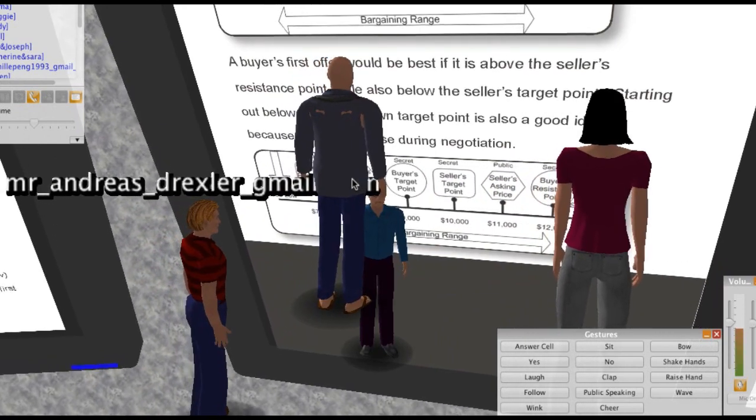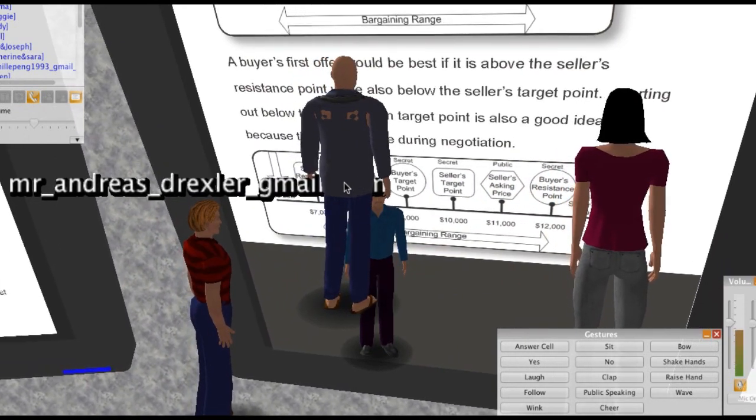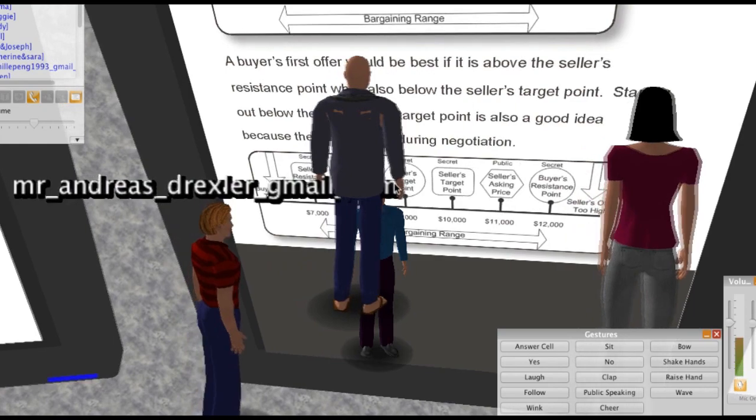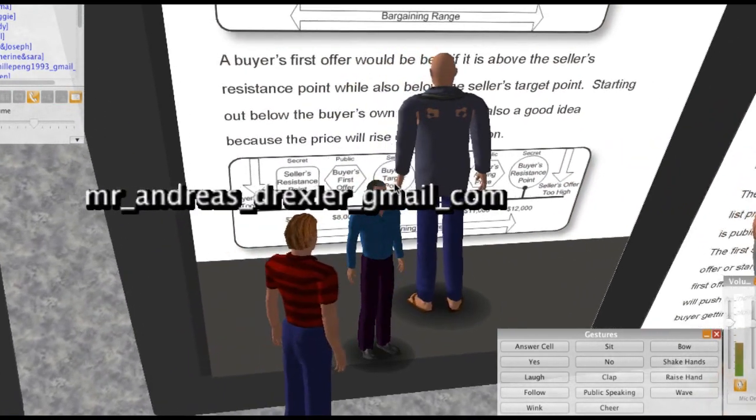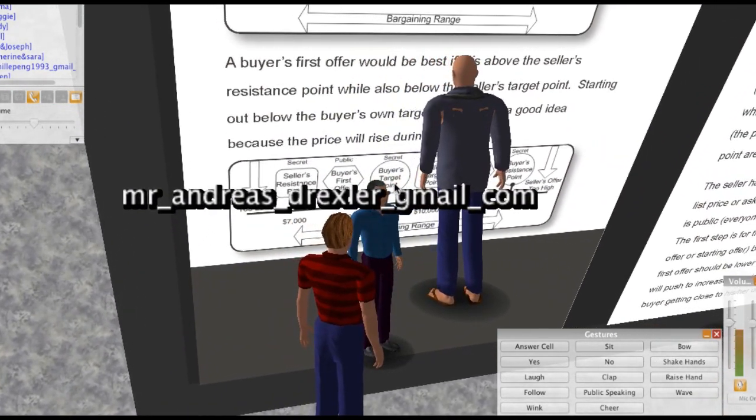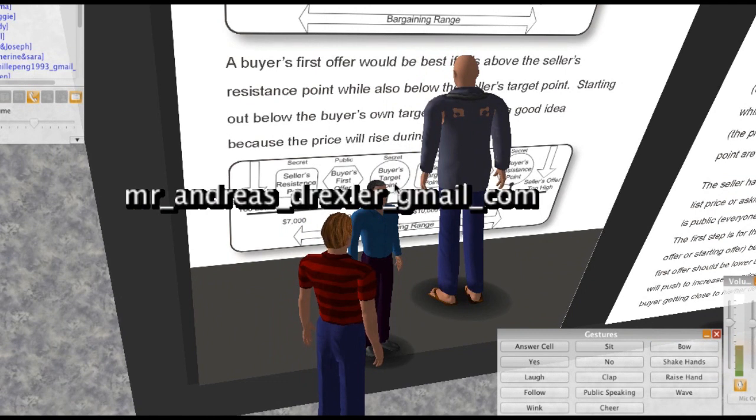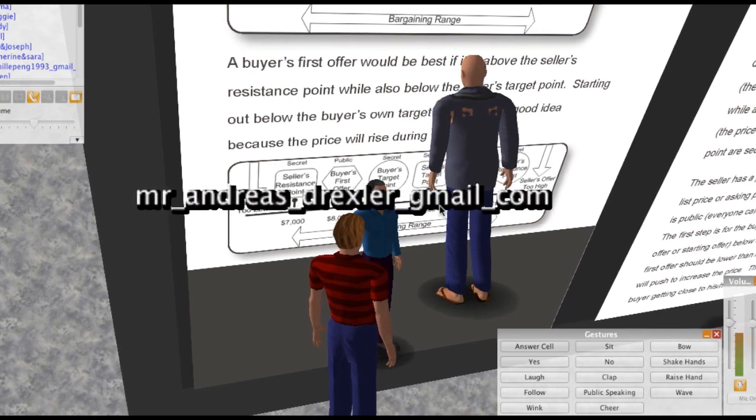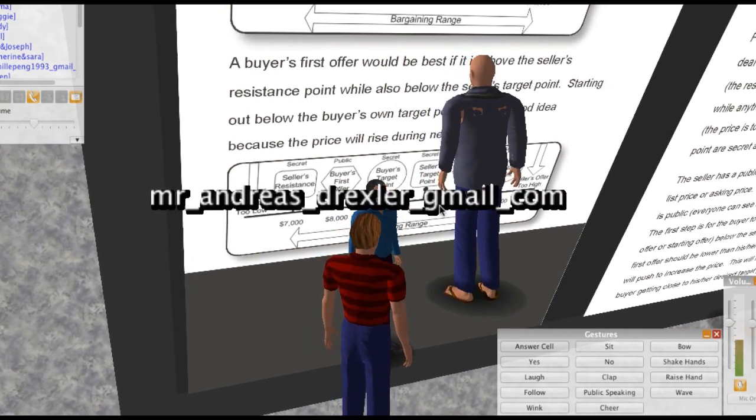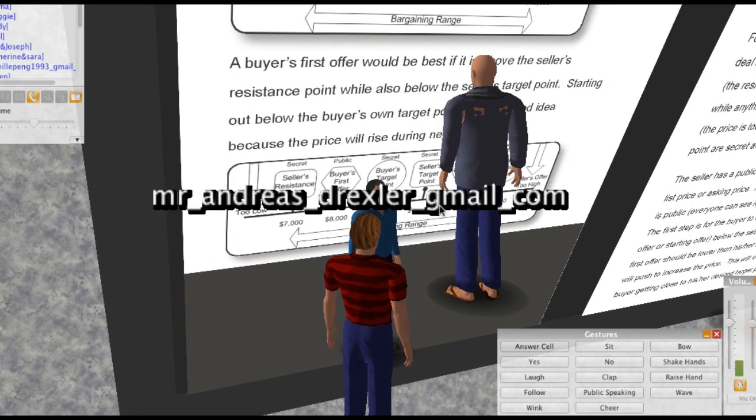Why did the buyer begin at 8,000, not at 9,000? Because he knows the seller will push him up, will make his price go up. So he wants to begin below his target. His target is 9,000. He would like to go lower. So he begins at 8,000, lower than 9,000. So you see, everybody begins lower or higher, depending on whether you're the buyer or the seller.